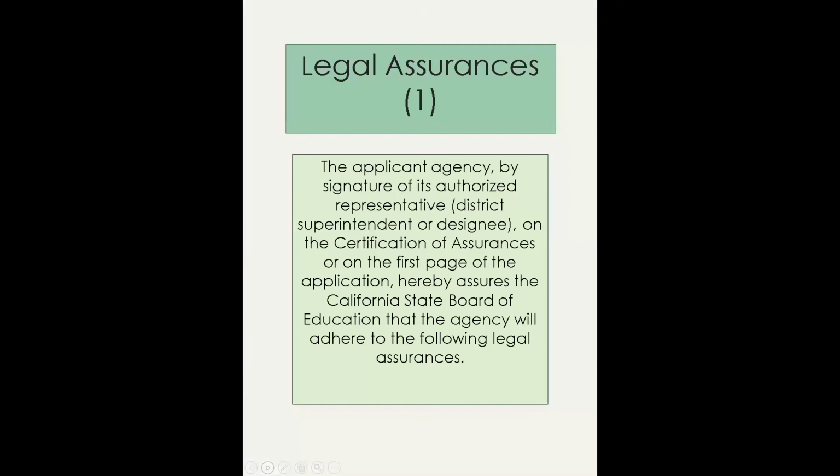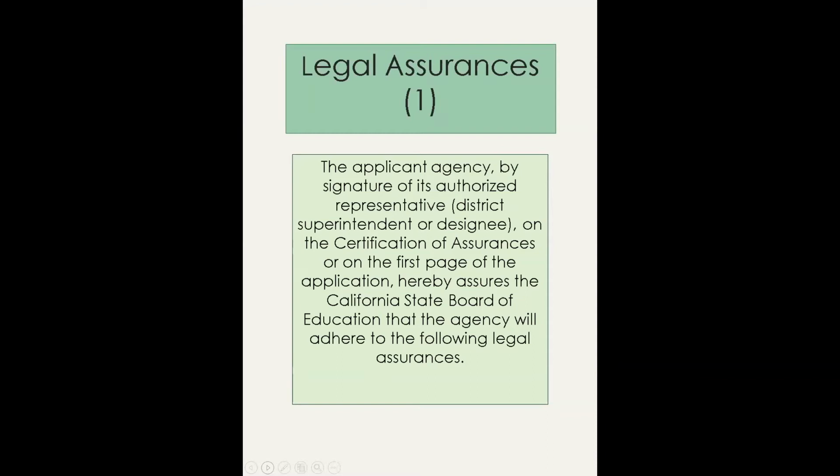On the next slide, you'll see that your agency needs a signature of your authorized representative, either the district superintendent or designee, on the certificate of assurances page. So they are assuring that the district is going to abide by all of these assurances. We'll take a look at that page later in the second half, but you need to make sure that they know what they're agreeing to.